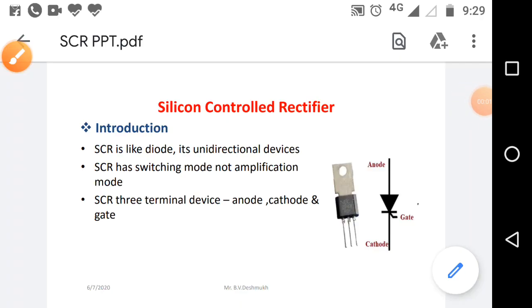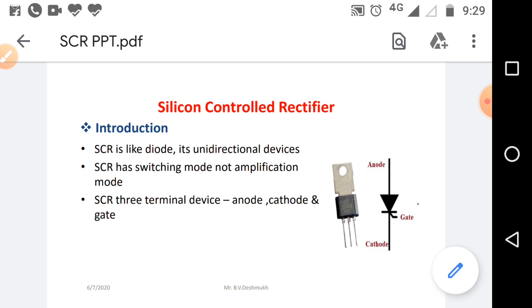SCR is like a diode. It's a unidirectional device. Unidirectional device means that we know SCR is used for inversion and rectification purposes. Whenever we give any type of electrical signal, the signal is rectified unidirectionally, not bidirectionally. So we can say SCR is a unidirectional device, and a diode is also a unidirectional device.